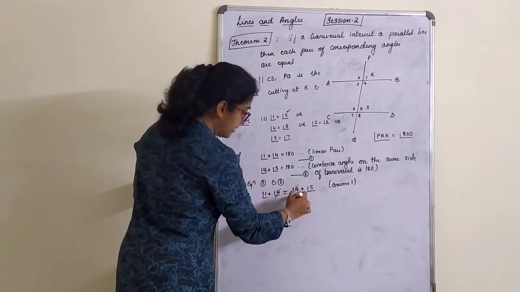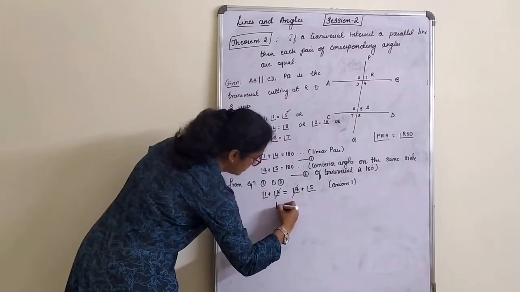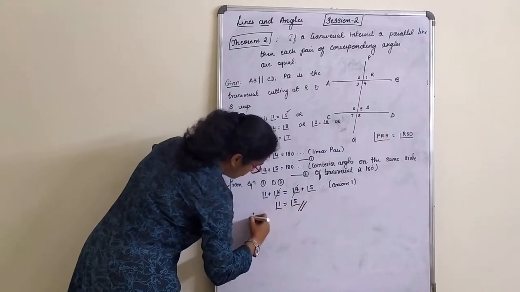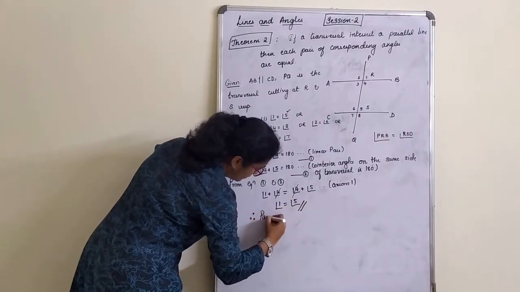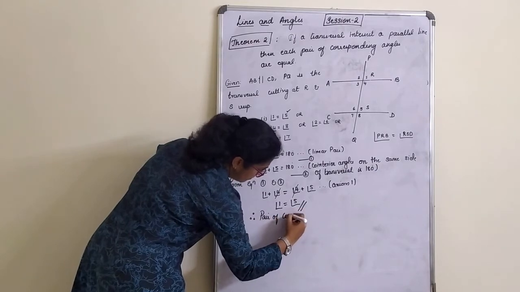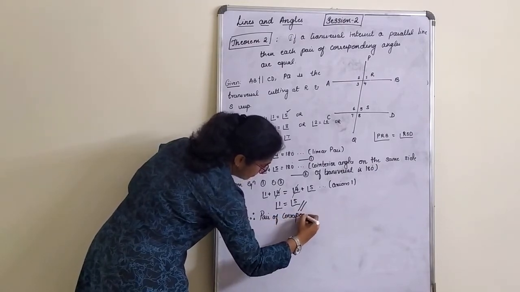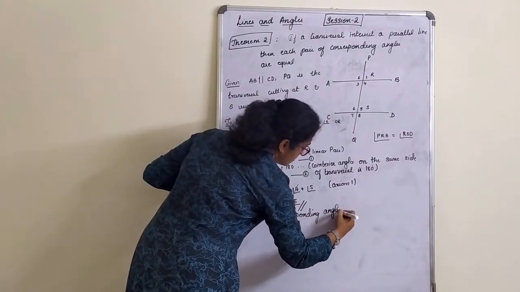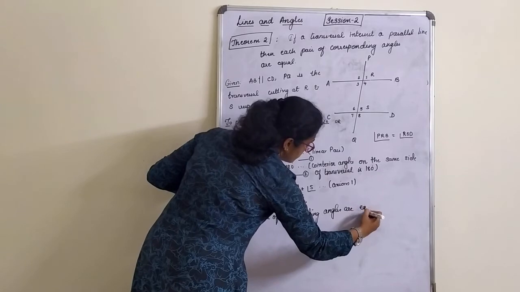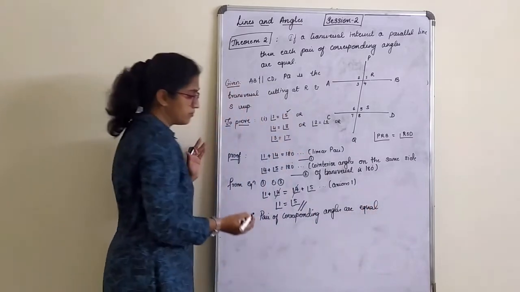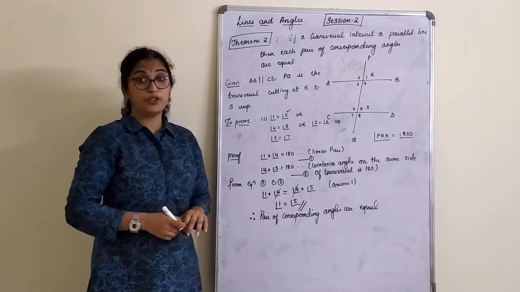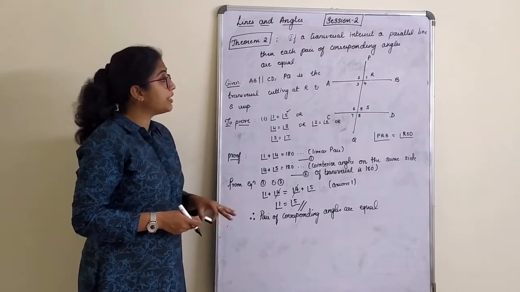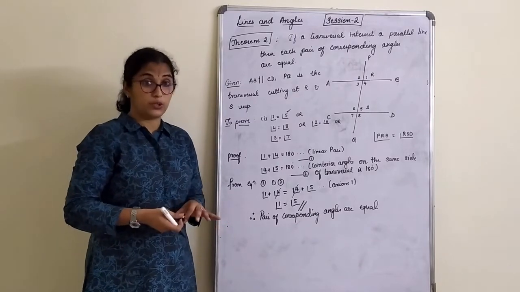So 4 and 4 I can cancel. If I transpose this side, what remained? Angle 1 is equal to angle 5. Therefore, pair of corresponding angles are equal. Okay, so this is how you prove the theorem. If a transversal intersects parallel lines, then each pair of corresponding angles are equal, right?